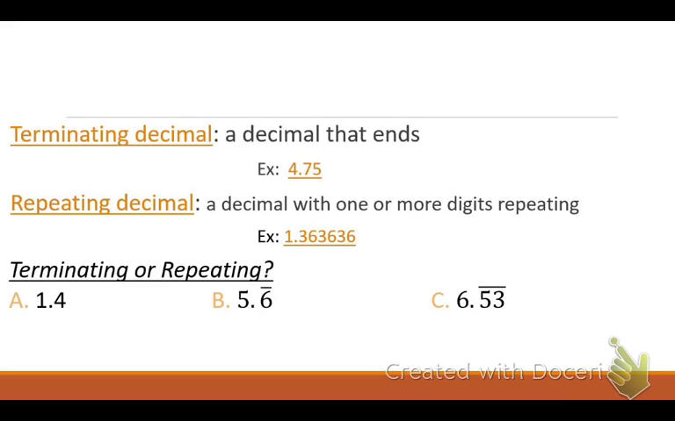What example did you guys just write down into your notes? 4.75. Okay, 4.75, very good. That was a decimal that ended. Next up, a repeating decimal, all right? It's a decimal with one or more digits that repeats. If you look at this one, it says 1.36363636363636. It could go on and on forever, because it continues to repeat.